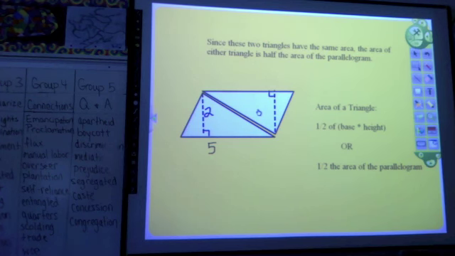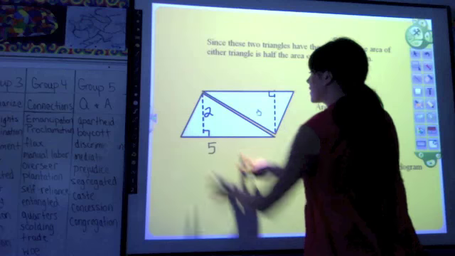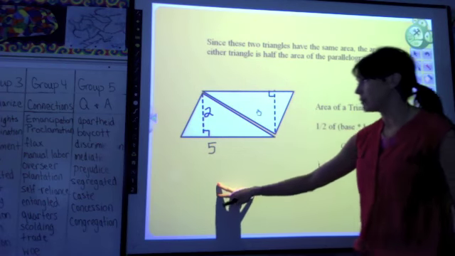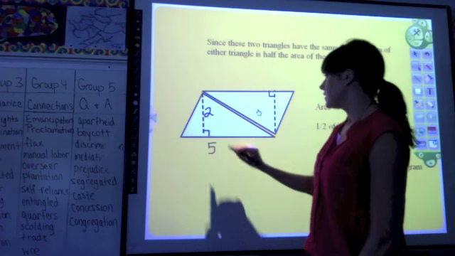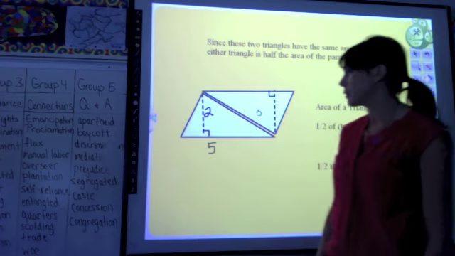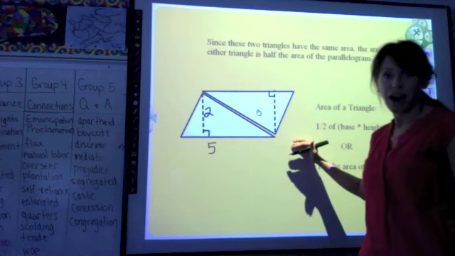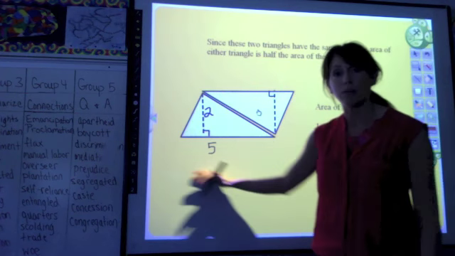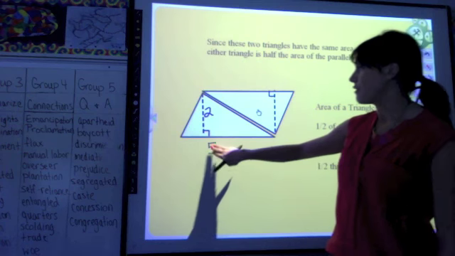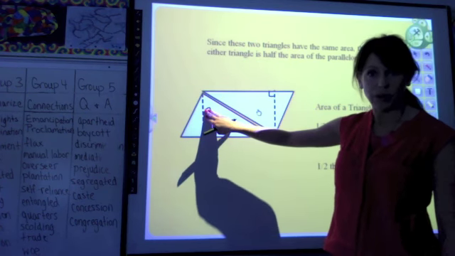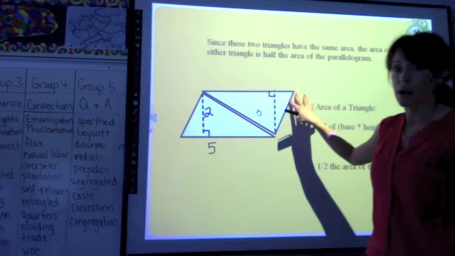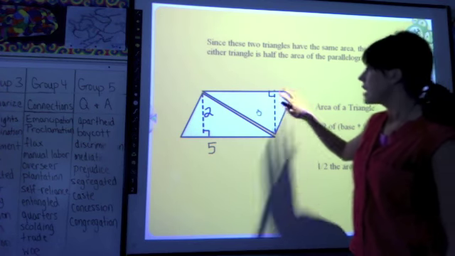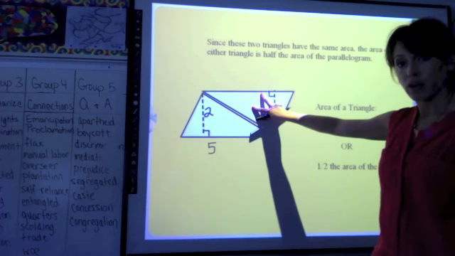Since these two triangles have the same area, the area of either triangle is half the area of the parallelogram. So if I were to find the area of this parallelogram, let's say the height of the parallelogram is 2 and the base is 5. We know to find the area of the parallelogram, I would just take 5 times 2, and the area of the parallelogram would be 10.